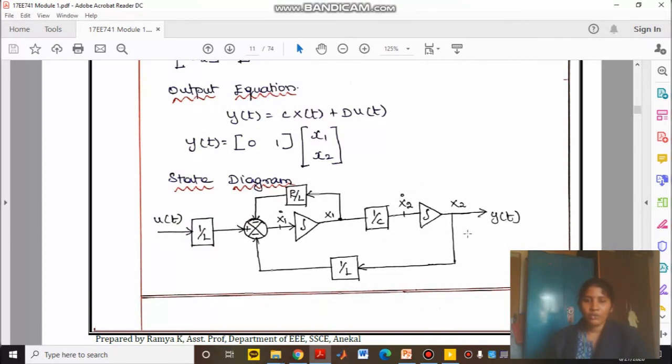So this is how you need to draw the state diagram. Unless you practice, you will not come to know how exactly you need to draw the state diagram. In the next class, we'll solve some more problems.